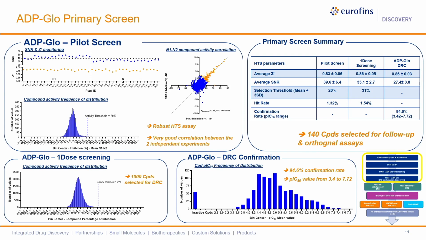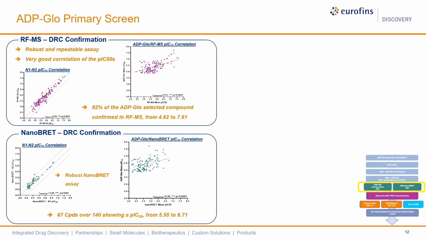So now, after this first part of the experiment, the most important is to confirm the activity of the hits we found. So the second set of experiments we ran were the mass spec and the NanoBRET assay. Still the same, we ran the experiment in 2 independent experiments to show you the robustness and the repeatability of the assay. As you can see, on the top for the mass spec, on the bottom for the NanoBRET, the correlation of the pIC50 values between the 2 independent experiments is very good. So we are quite confident in the hits we found in these orthogonal assays.